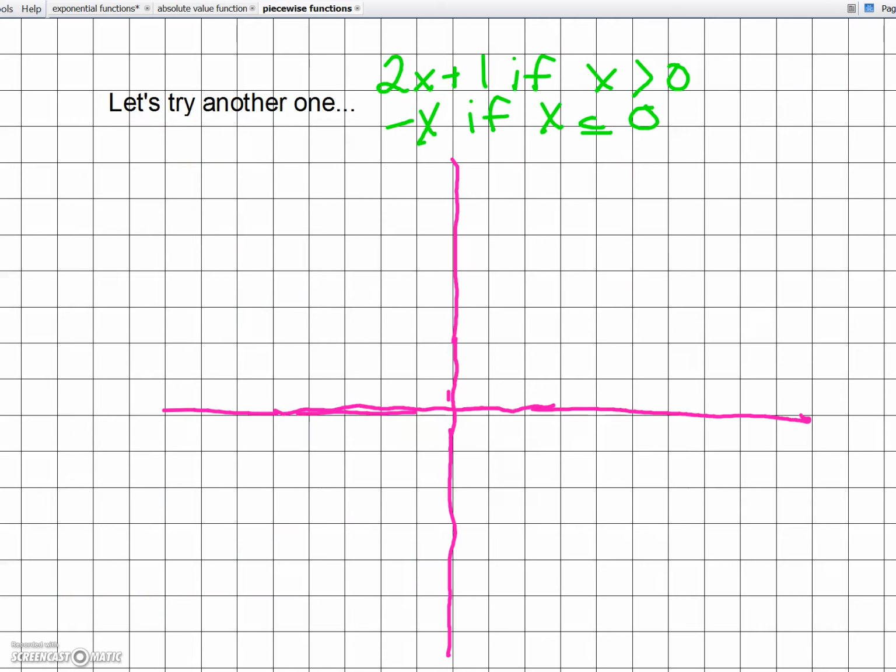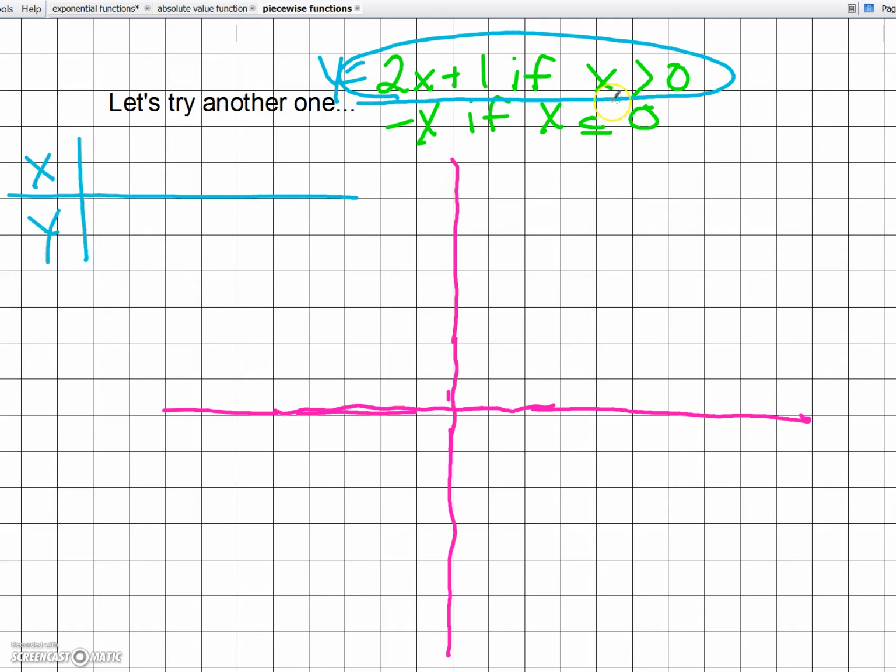Alright, so let's try one more of these. Remember, we're writing all of these down in your journals. So we have 2 different things going on here. Let's start with this first one. It's y equals 2x plus 1 if x is greater than 0. So when you're making your chart, we have to start at 0 because that's what it says, but x is greater than 0, which means we have to go up from 0: 0, 1, 2, 3, 4. Then we plug them in.